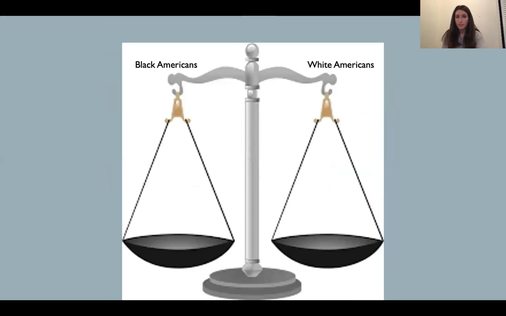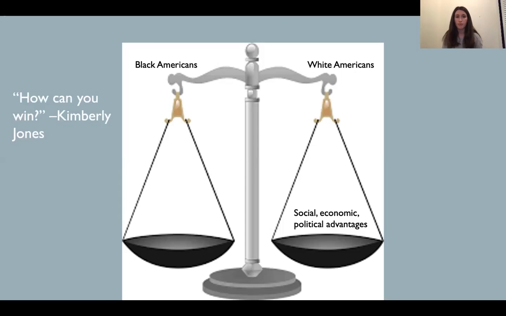Now, throughout what we've seen in American history, it's very clear that white Americans have had social, economic, and political advantages. Thus, when looking at how these scales can ever be evened out and how justice can be provided, it's a daunting task. In 2020, Kimberly Jones phrased this very well. She stated, with all of the history of inequity that we've seen, how can you win? How can Black Americans win? The short answer is that there's a lot that needs to be done.